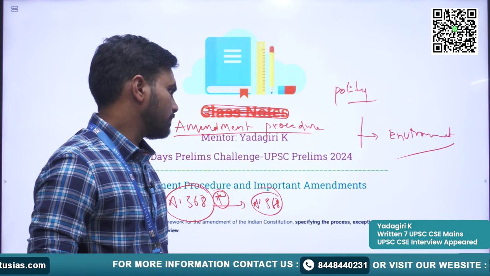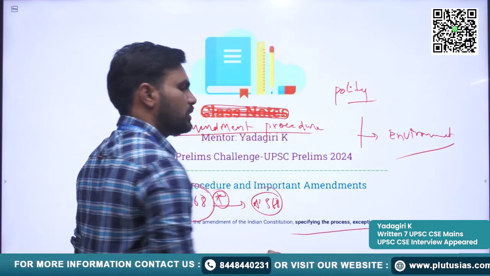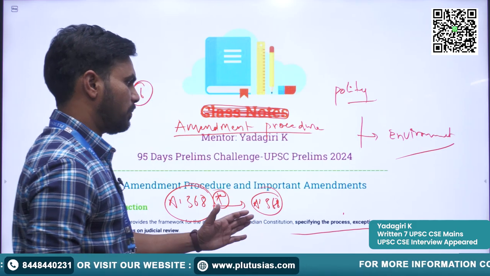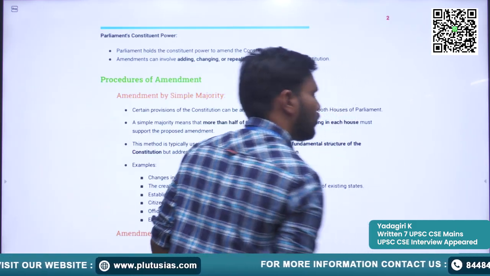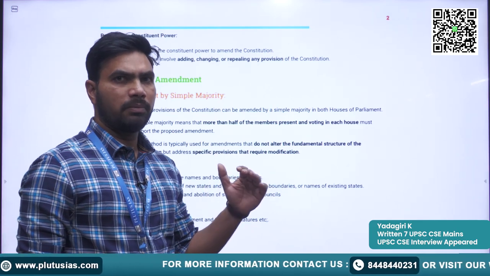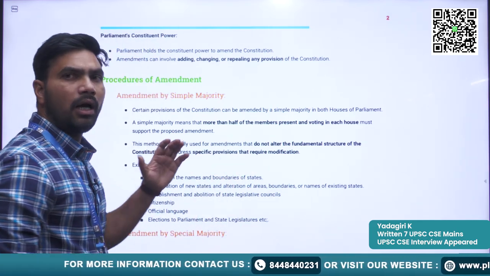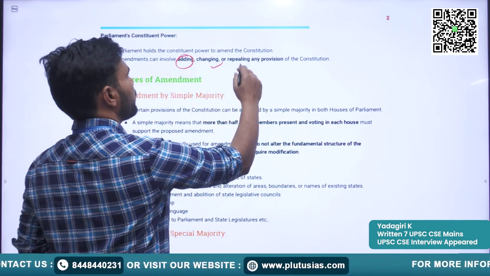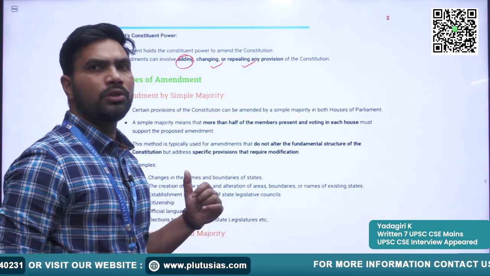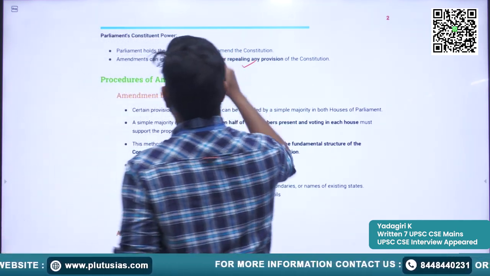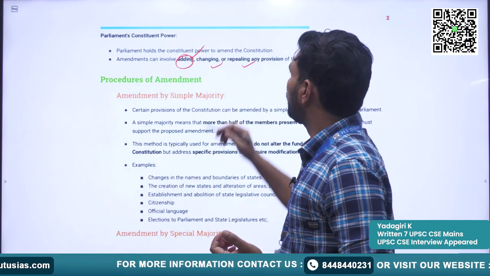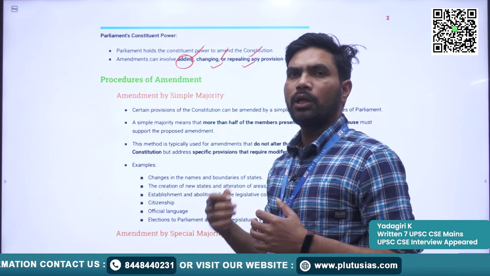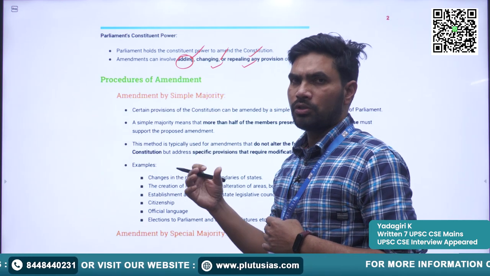The article specifies the process, and it also tells about the exceptions to the amendments. Constitutional amendments include adding, changing or repealing any provision of the constitution. Amendment can mean adding new things to the constitution, changing some of the existing things, or repealing any provision, that is, removing a provision from the constitution itself.